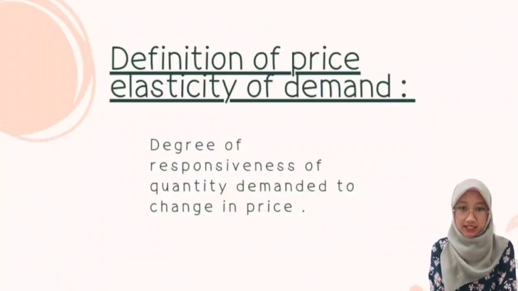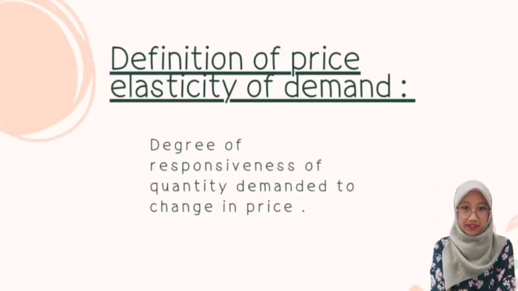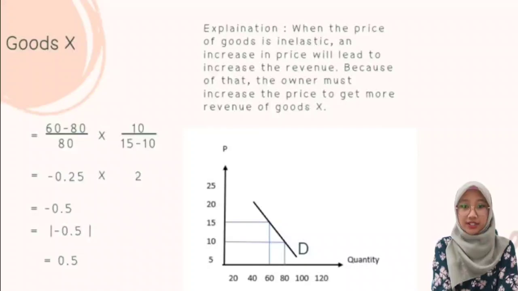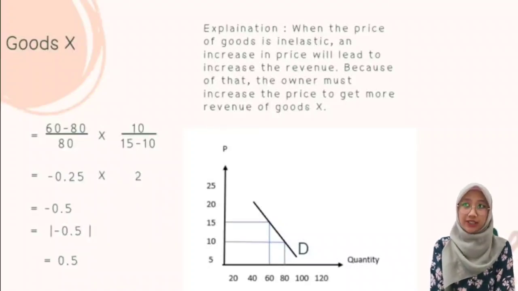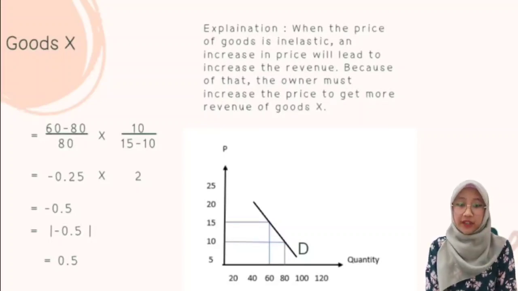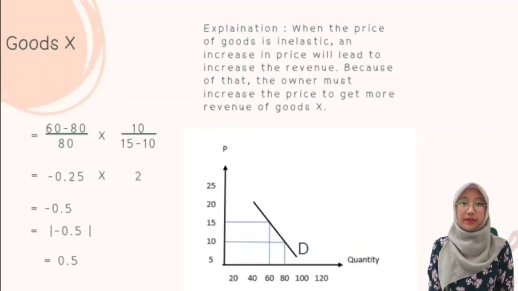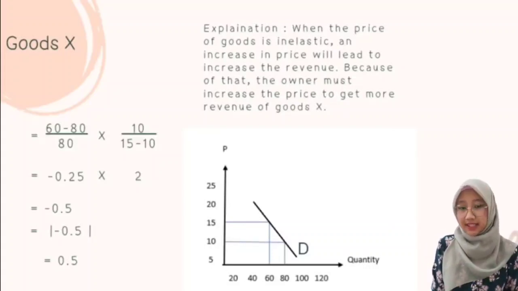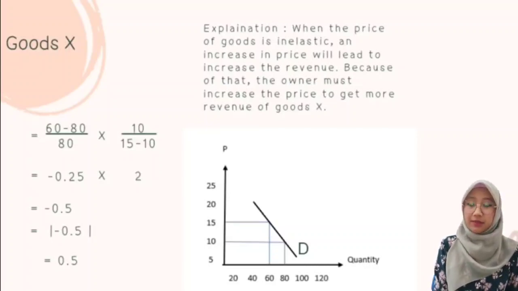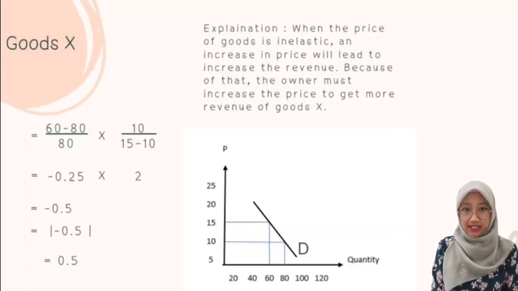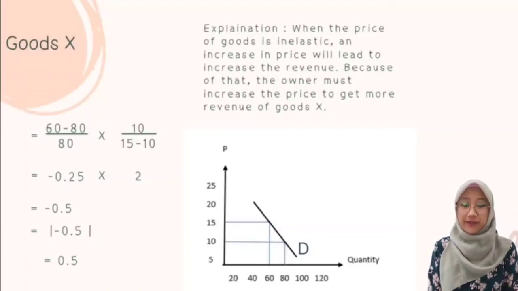The definition of price elasticity of demand is the degree of responsiveness of quantity demanded to change in price. For good X, I use the elasticity formula, which is quantity demand 1 minus quantity demand 0, divided by quantity demand 0. After that, we multiply it with price 0 divided by price 1 minus price 0, and then we got 60 minus 80 divided by 80, multiplied by 10 divided by 15 minus 10, and we got the final answer negative 0.5.